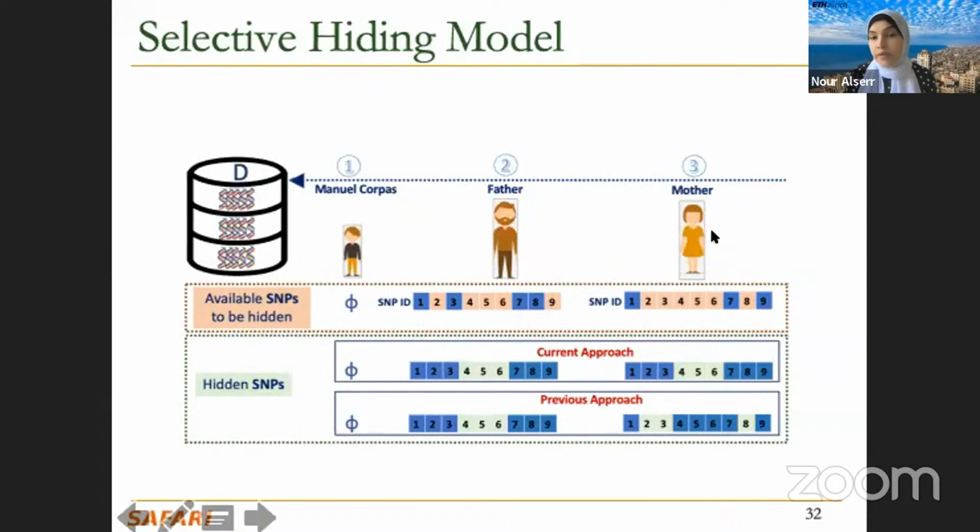Then when the mother joins the data set, again we try to find the available SNPs to be hidden. Now we are trying to hide the SNP positions which overlap with the father. In that case, we are increasing the privacy, and in a way, we still also have good utility, or good accuracy.